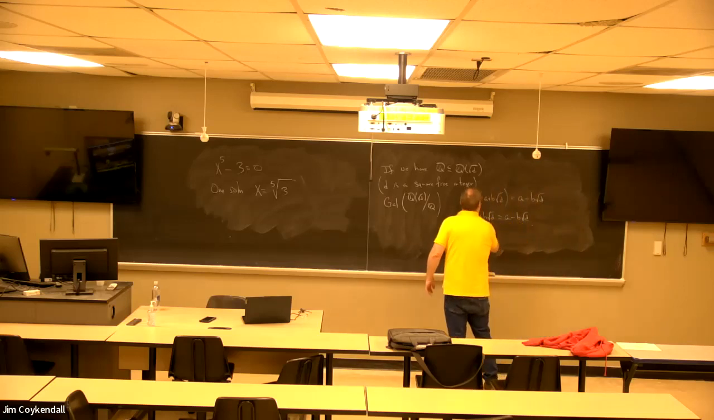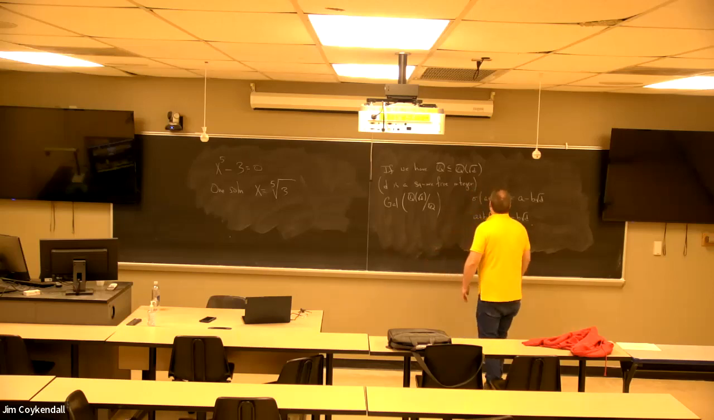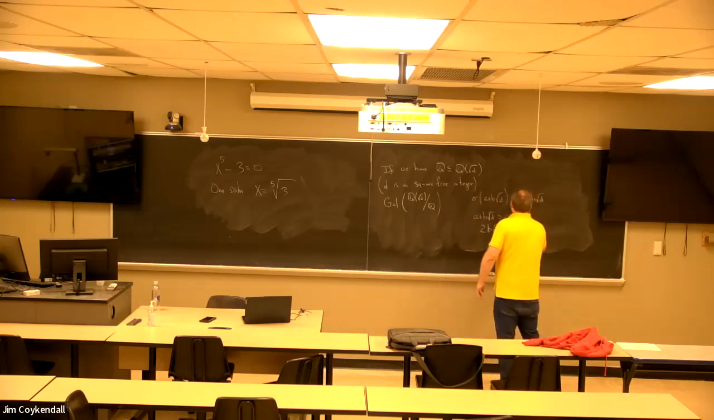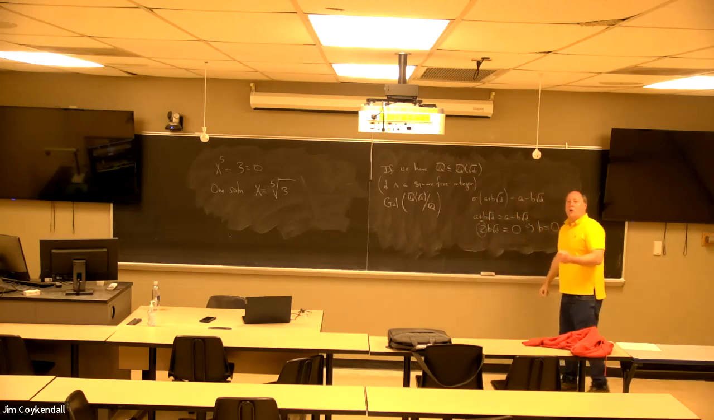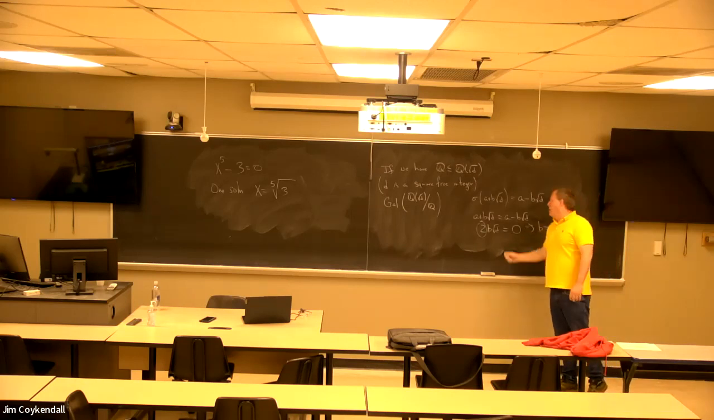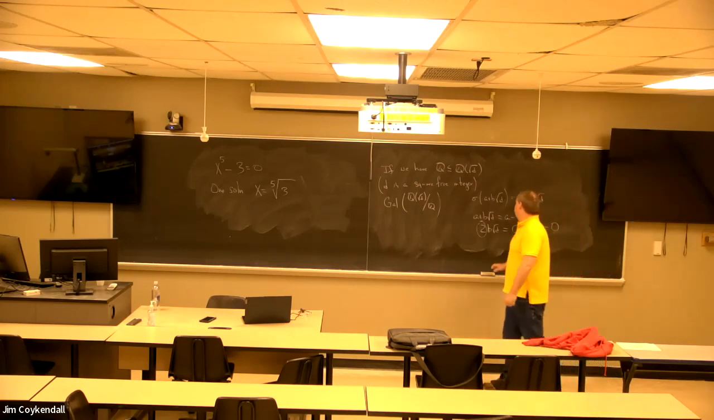This means that 2b radical d is equal to 0. And this means that b must be 0. But notice, again, I only come to this conclusion because the characteristic is not 2. So again, that rears its head.